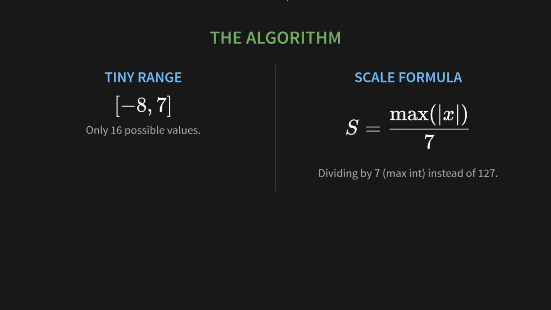First, we're working with a tiny range. Instead of 256 values, we only have 16 possible integer values to work with, from -8 to +7. That's not a lot of room for error. The scale formula reflects this. It's S equals the max absolute value of x divided by 7. Just 7. That's our new maximum.